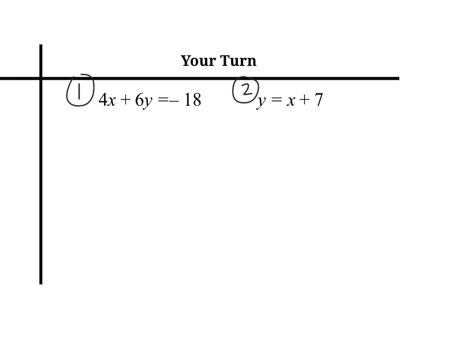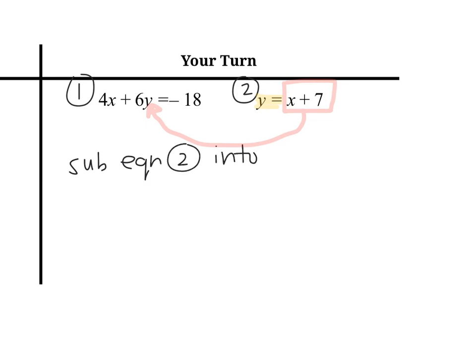So the first thing you want to do is number your equations. So I've numbered the first equation with 1 and the second equation with the number 2. I noticed that in my second equation, it is already isolated for the letter y. So what that means is I can take my second equation and substitute it into the first equation in the spot for the letter y. So I'm going to make a note of that here. I'm going to substitute equation number 2 into equation number 1.